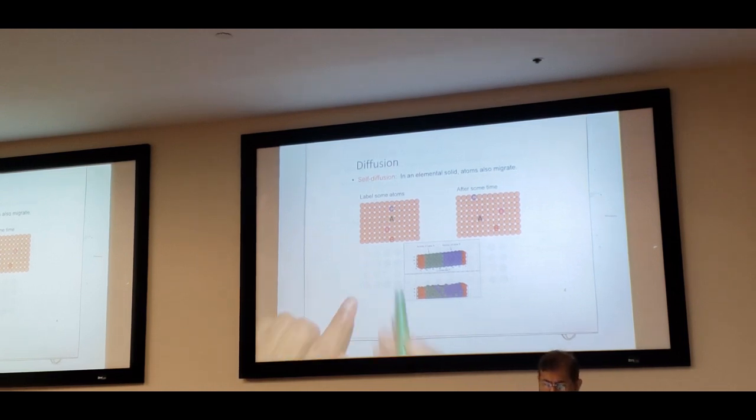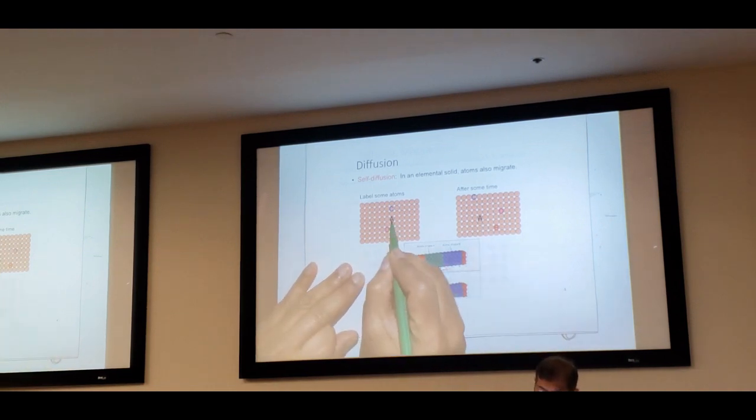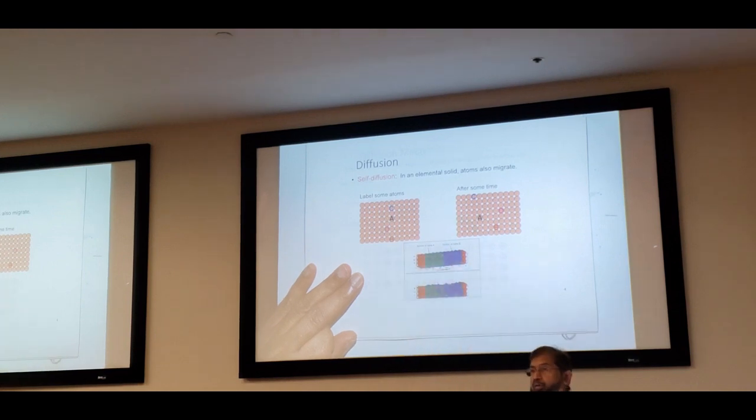But there can be self diffusion too. For example, if you label certain atoms, A and C, after some time we can see that the same A changes location from this point to another point, and the C is moved from this point to another point. This is just to show you that even if it is the same element, atoms can diffuse from one point to another point. Just to get that message.